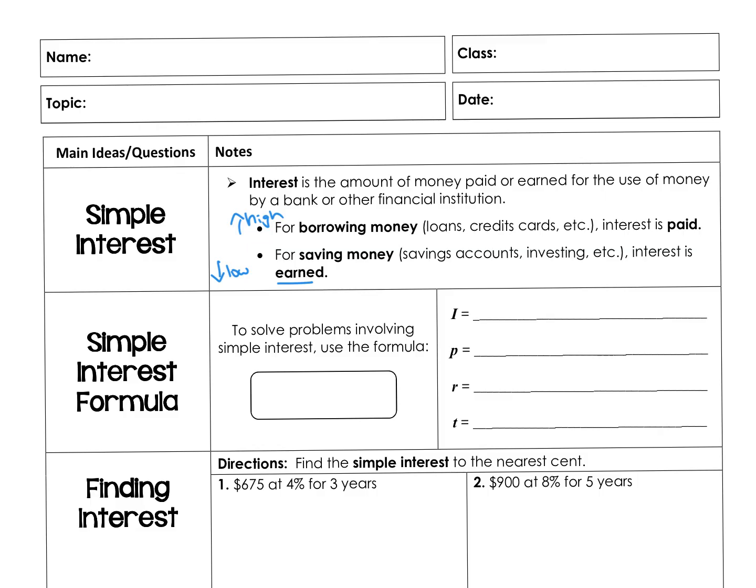Now, there's different types of interest, but we're just going to focus on what's called simple interest today. As you move further on in your math career, you're going to start learning about things like compound interest and stuff like that. So the way we can calculate simple interest is we use I equals P times R times T. That's the formula, where I is the amount of interest.